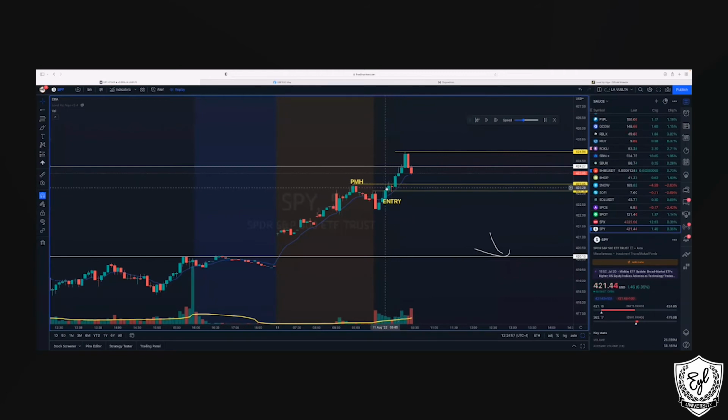And here, what do we have? 3-bar play to the upside. So there were many opportunities to make money here when it comes to SPY, right? Now, let's say we take profit. Let's say we take profit at the top.